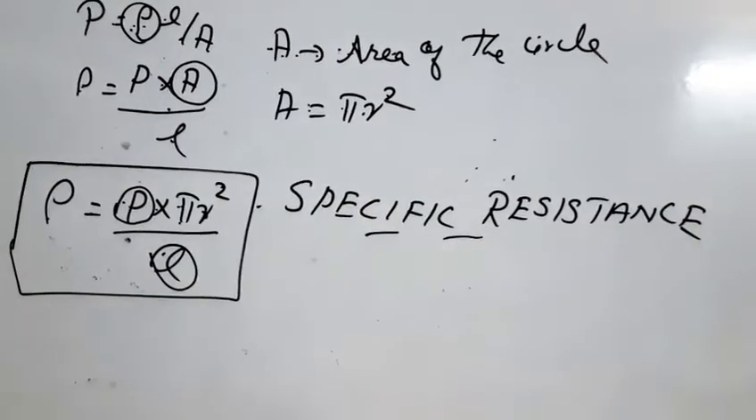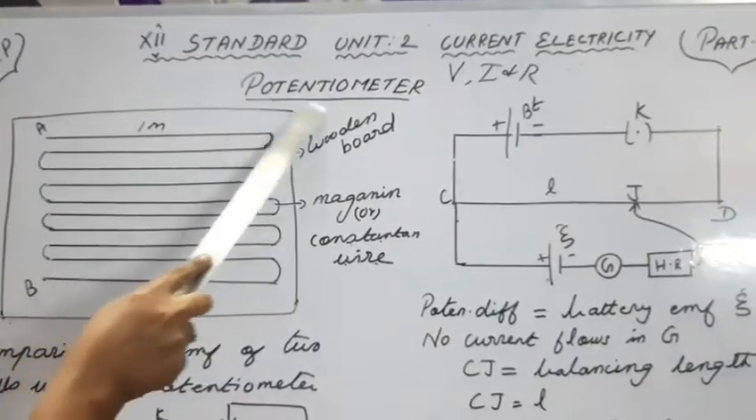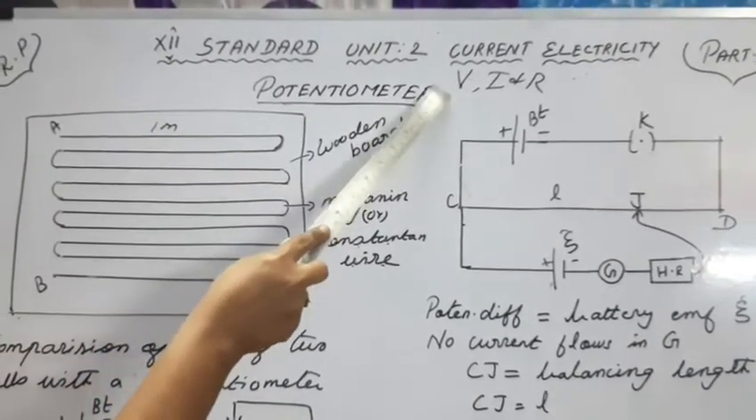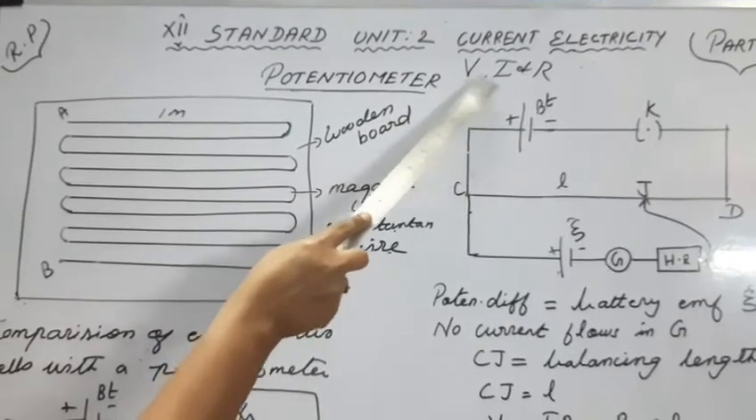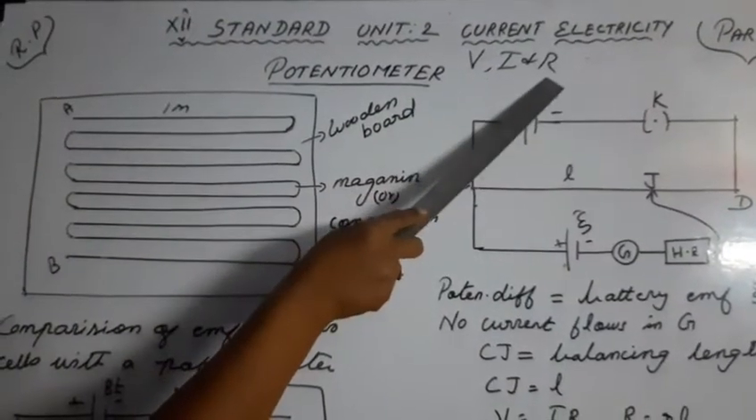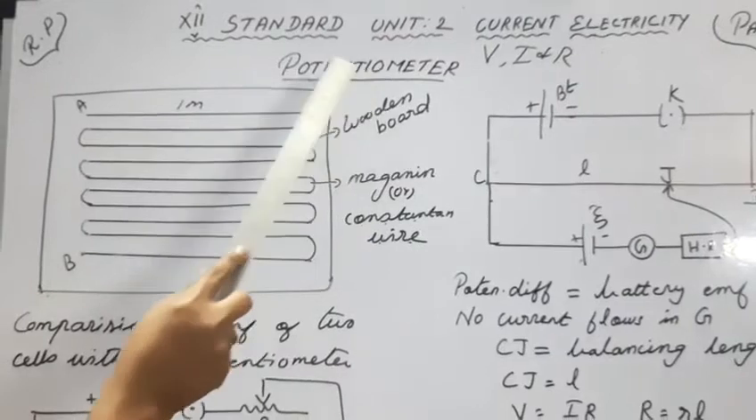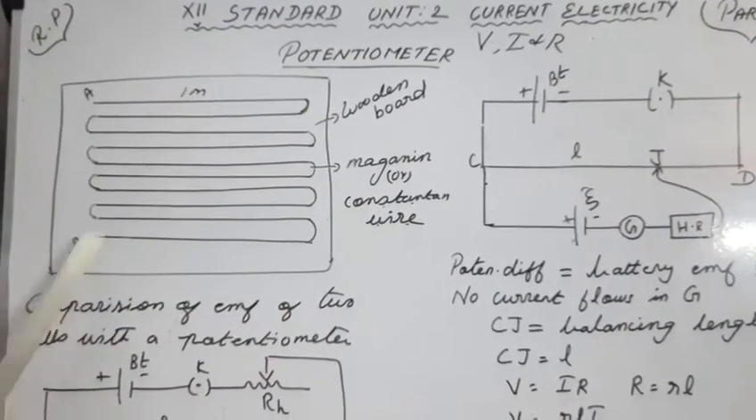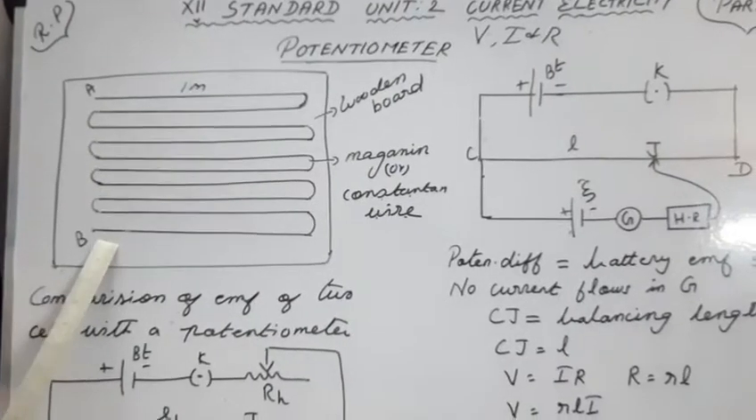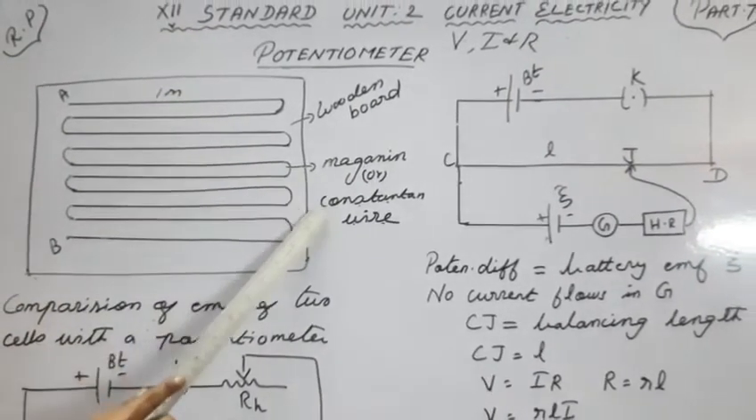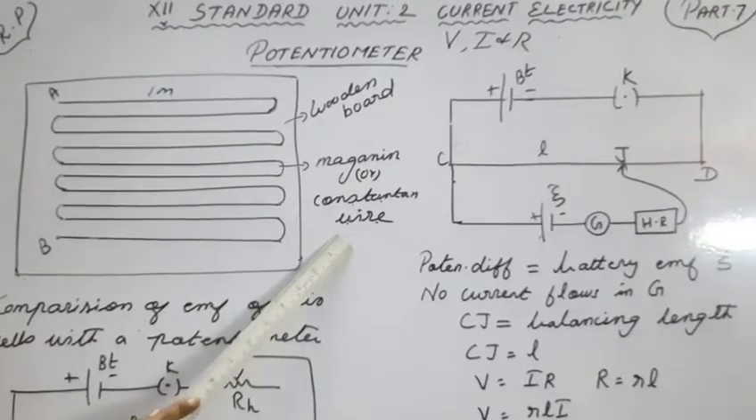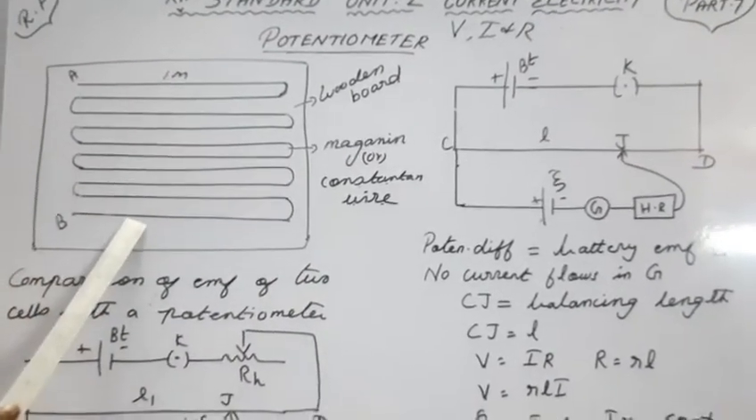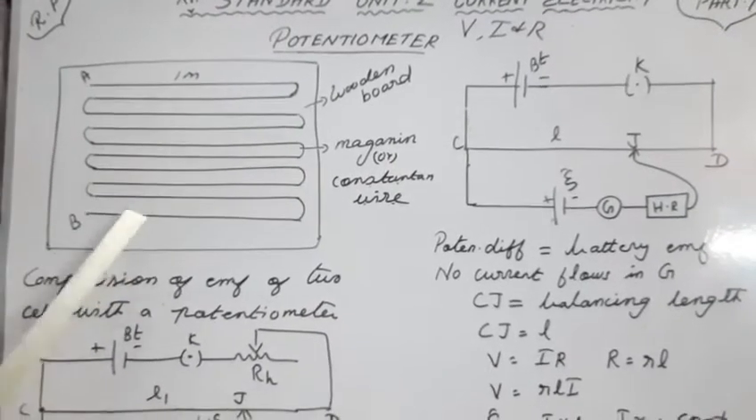This is known as meter bridge. Our next topic is potentiometer. Actually this potentiometer is used for the accurate measurement of potential differences, current and resistance. In this potentiometer there is one wooden board. In this wooden board totally 10 lines are there, made up of manganese wire or constantan wire. Each length is 1 meter, so totally 10 meters of wire with 10 lines are there.